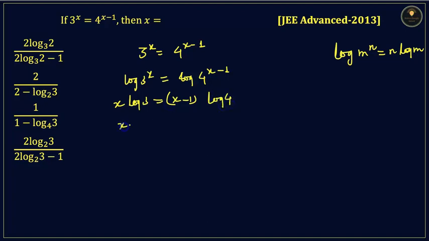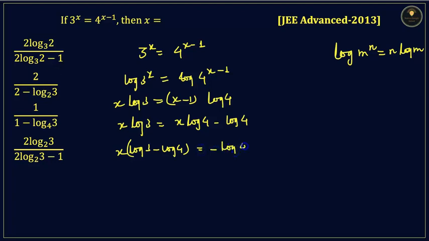Now we can take x as it is. You will write it like this. Now we will expand the right hand side. You will write x log 4 minus log of 4. Now we will take this x common and you will get log 3 minus log of 4, and here you will get minus log of 4.